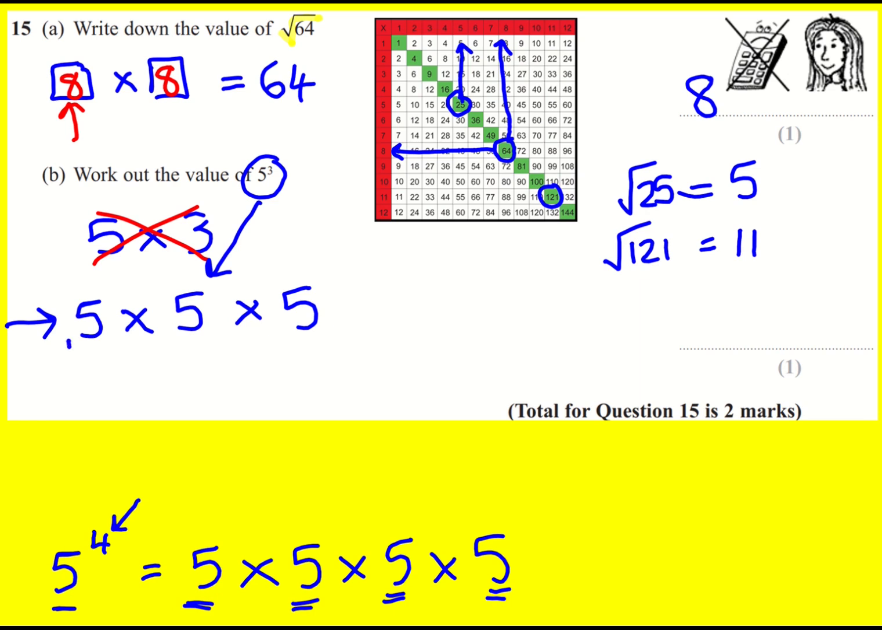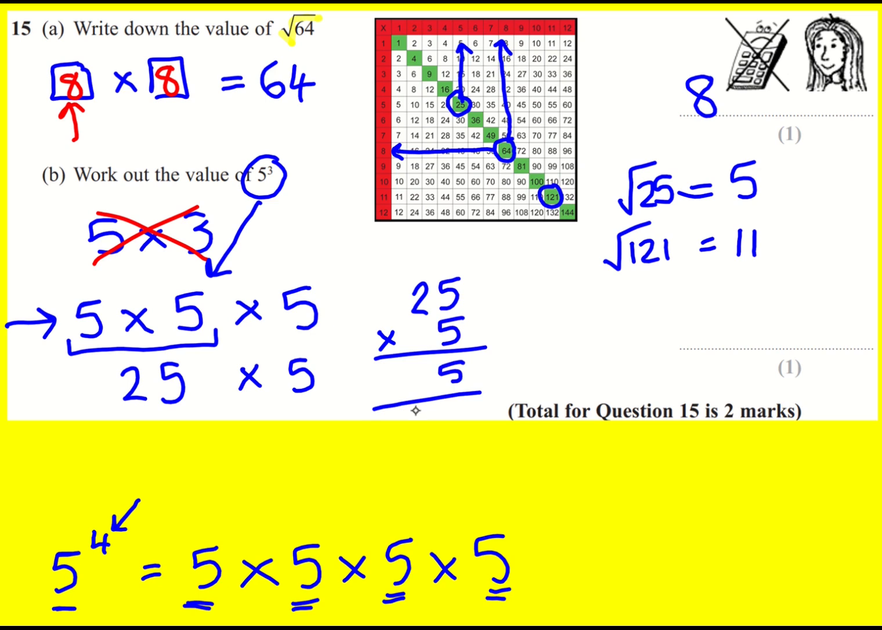So I know that 5 times 5 is 25. And then I need to do 25 multiplied by 5. Well, let's do that in a column. 25 multiplied by 5. 5 5s are 25. 2 5s are 10, plus 2, 12. Okay, so the answer to that is 125.